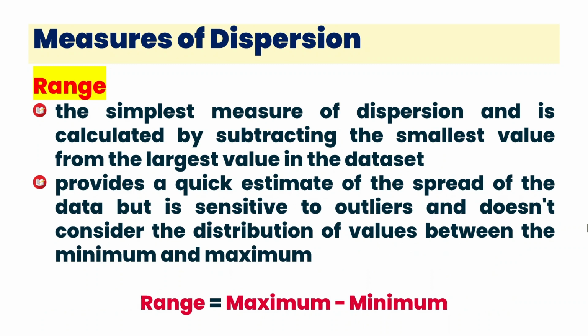The range is the simplest measure of dispersion and is calculated by subtracting the smallest value from the largest value in the dataset. It provides a quick estimate of the spread of the data, but it is sensitive to outliers and doesn't consider the distribution of values between the minimum and maximum. It only tells us the maximum and the minimum value in a given set. So range is calculated by subtracting the minimum from the maximum value.